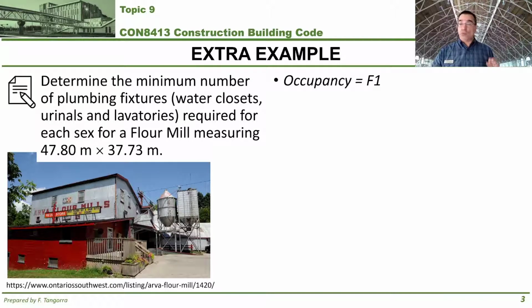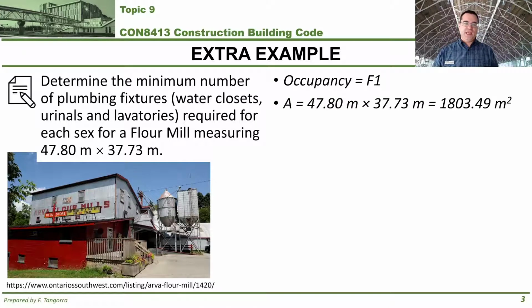Now we also need to figure out the occupant load of the space. The area is easily calculated based on the dimensions given to you, its length times width. So 47.8 meters times 37.73 meters gives us 1,803.49 square meters. Then to find the occupant load, we have to combine this area with the appropriate occupant load factor for this occupancy. And how do we do that?